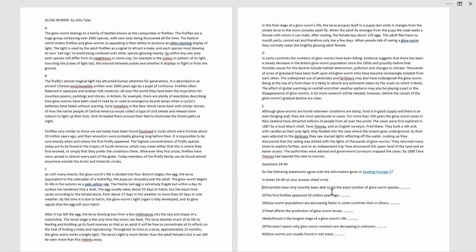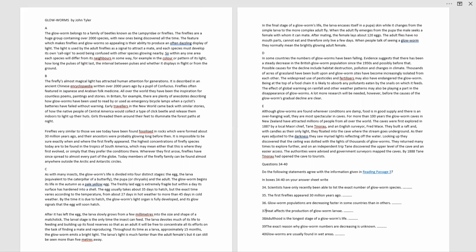So normally, as I told you, the trick is to divide the statement into three parts, right, which says scientists have only recently been able to list the exact number of glow worm species. So this is one part, able to; list the exact number, two parts; of glow worm species is the third part. So always divide the statement into three parts, and that's how you can understand the statement better, and you can also look for the paraphrasing of the statement in a better way.